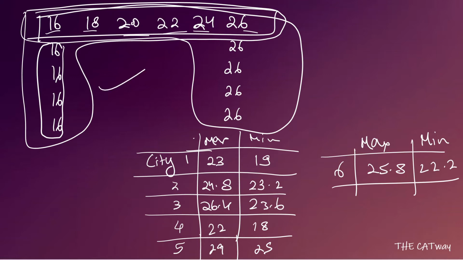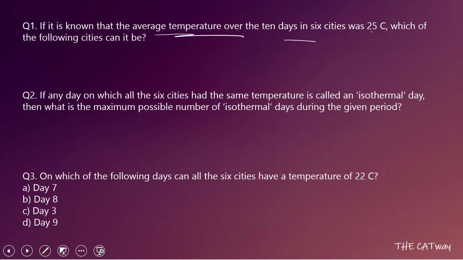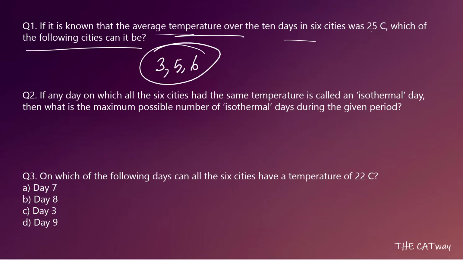Now from these, which cities can have 25 degrees Celsius as the average temperature? City 1 cannot have it because its limit is restricted from 19 to 23. City 2 cannot have it and city 4 cannot have it. Cities 3, 5 and 6 are possible. So the correct answer for question number 1 is city 3, city 5 and city 6. So these are the 3 cities.